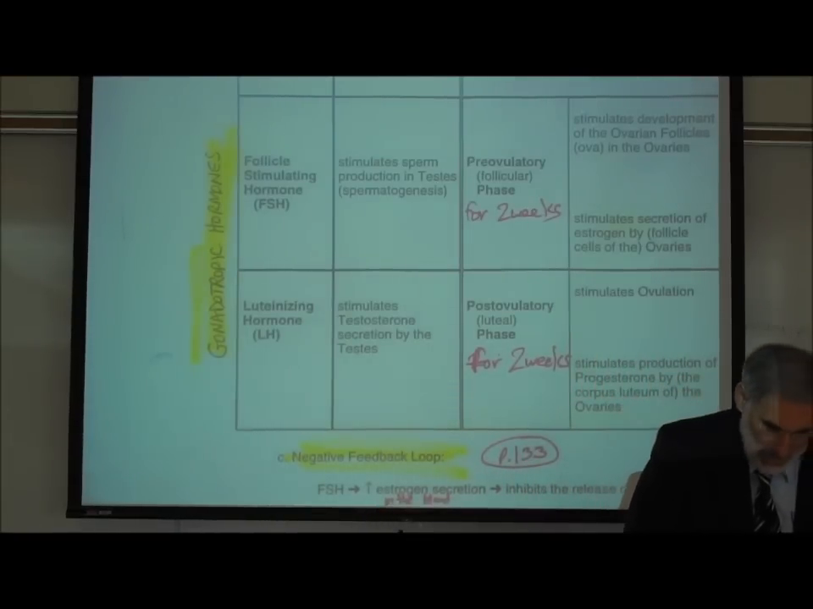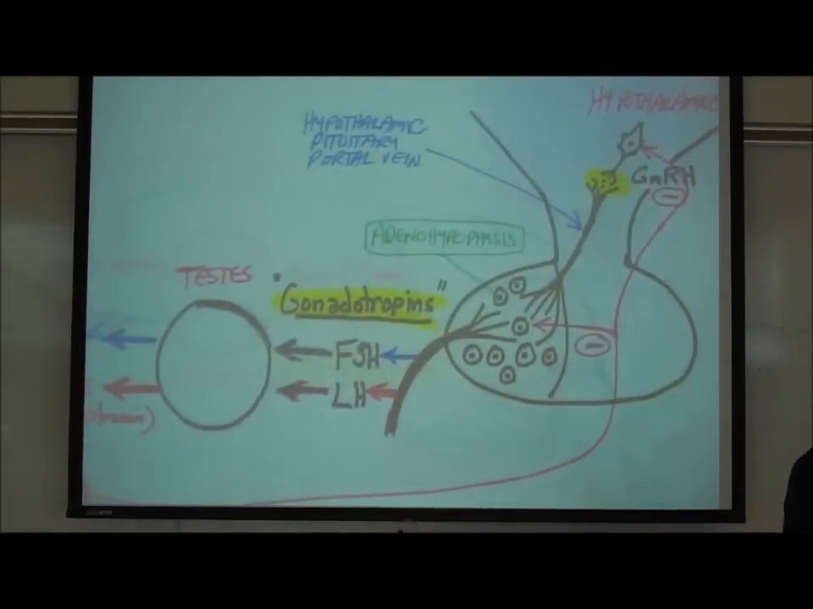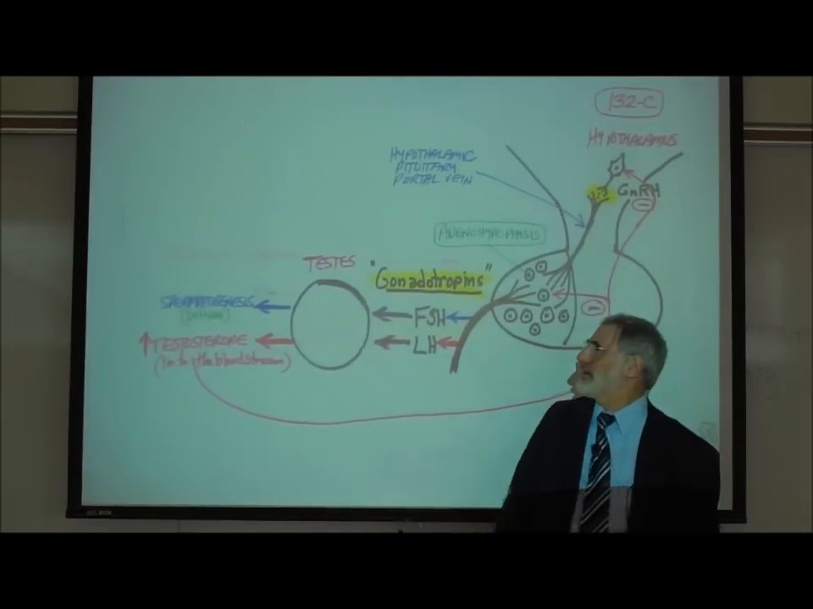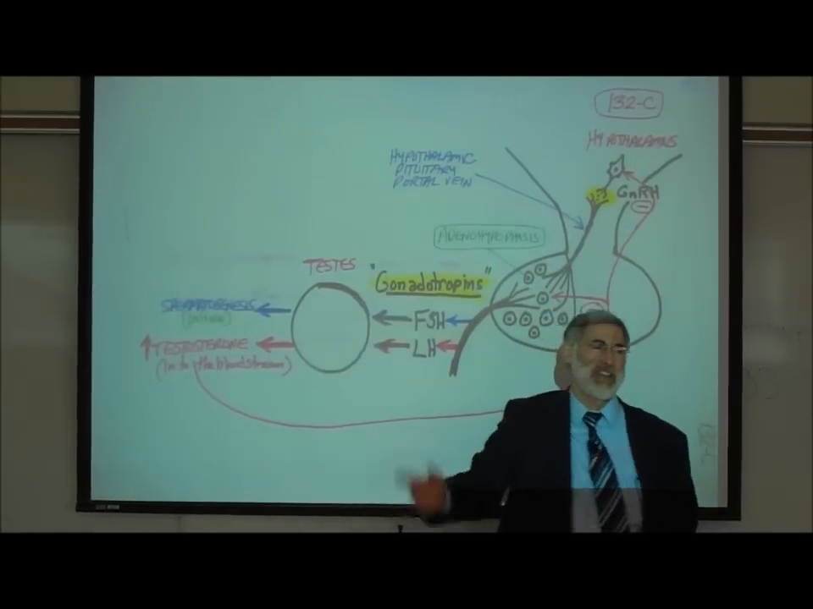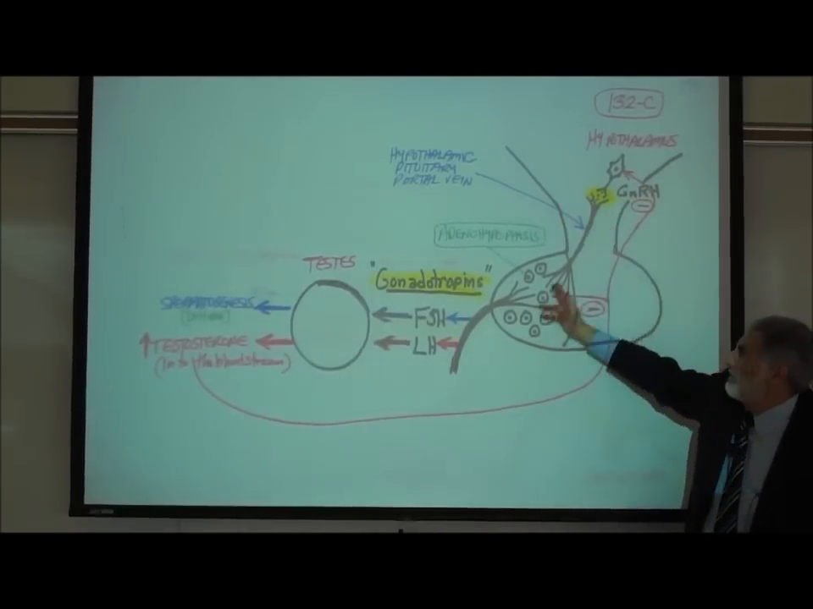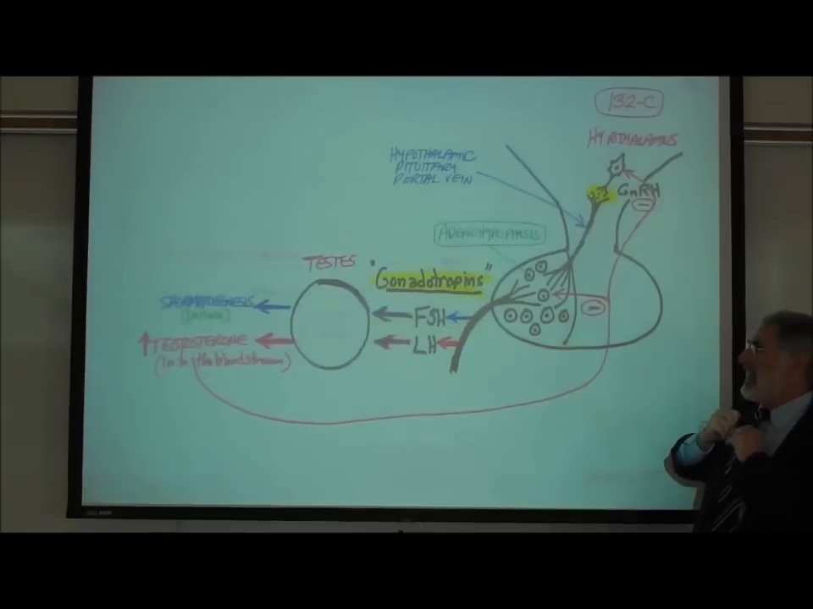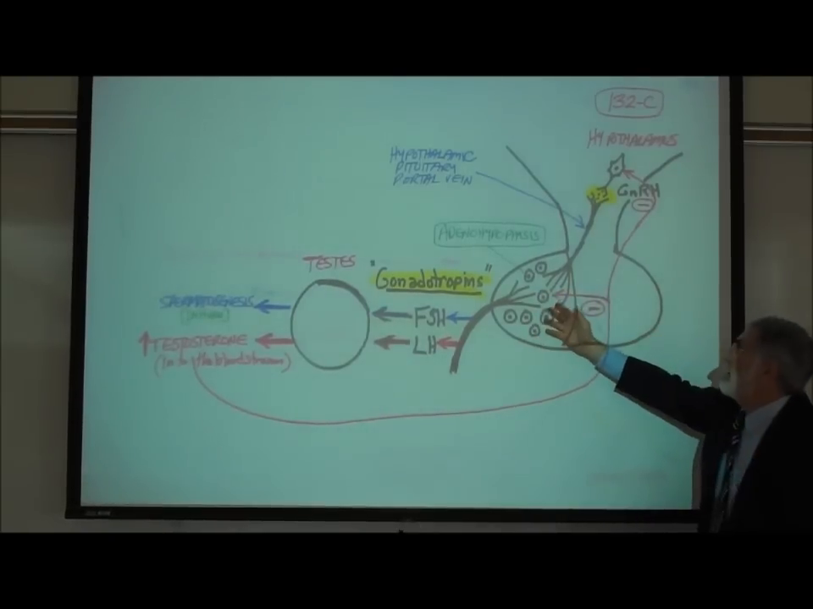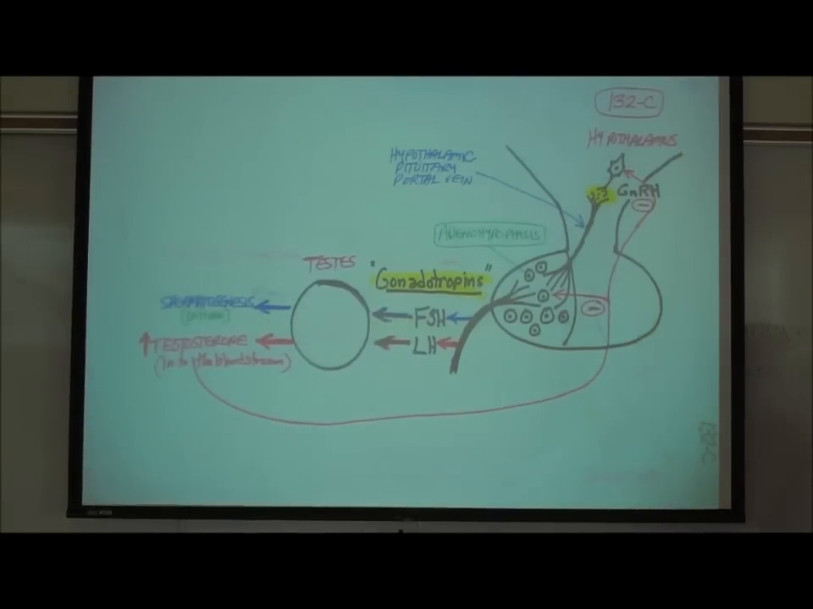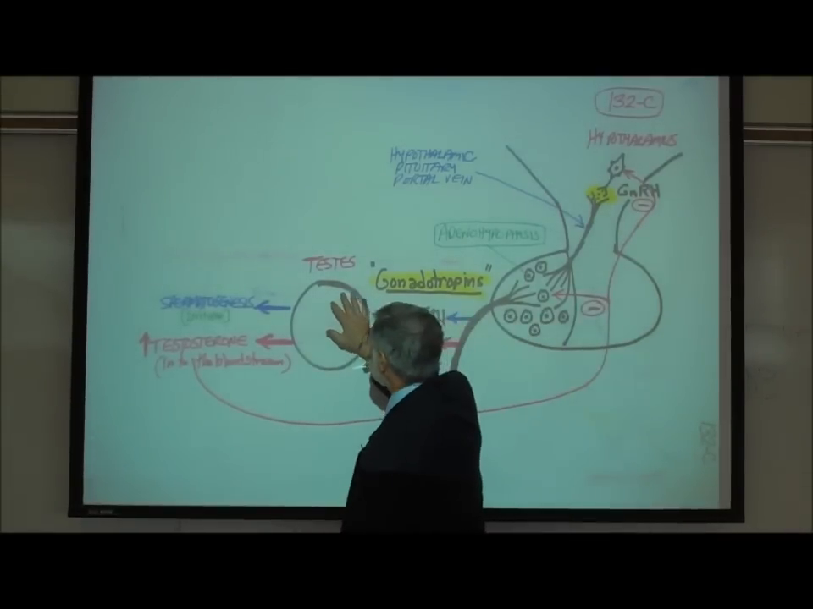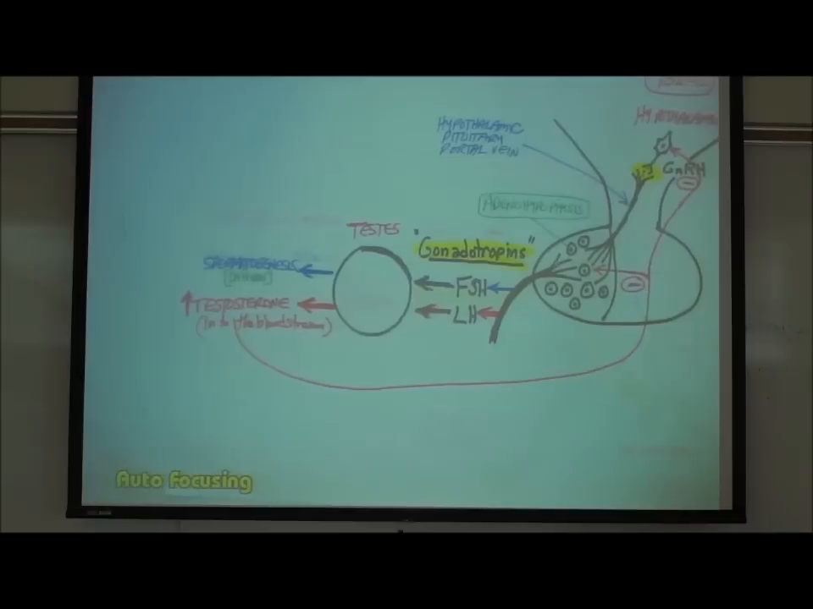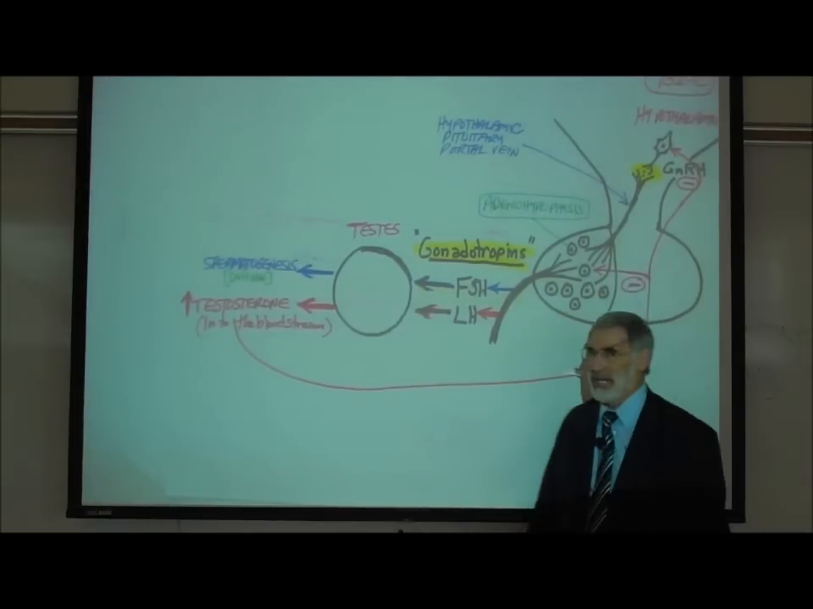Let's summarize this by looking at page 132C. You'll notice this is entirely different from the previous picture. This has testes for the ball-shaped ring instead of ovaries. Here we have the hypothalamic neuron releasing gonadotropin releasing hormone. It's carried through the hypothalamic pituitary portal vein to the adenohypophysis. It stimulates the release of both FSH and LH, both at the same time. FSH causes the testes to produce sperm. LH causes the testes to produce and secrete testosterone, the male sex hormone, into the bloodstream.